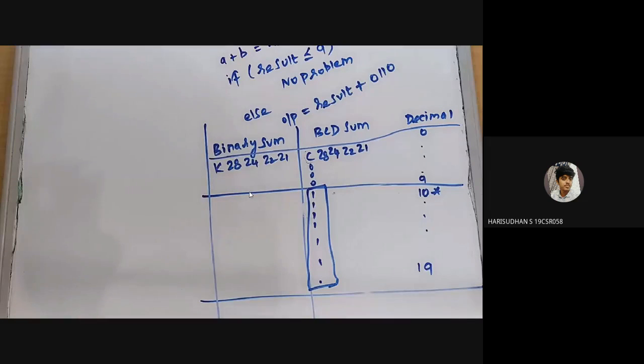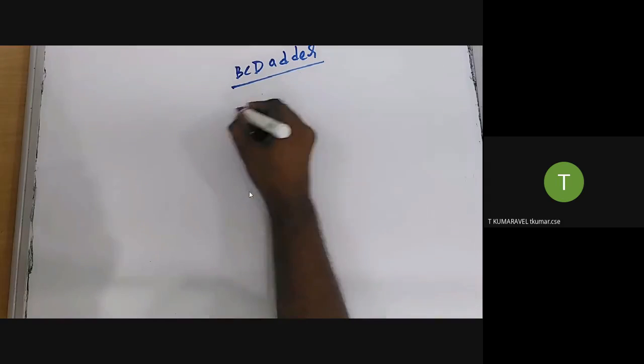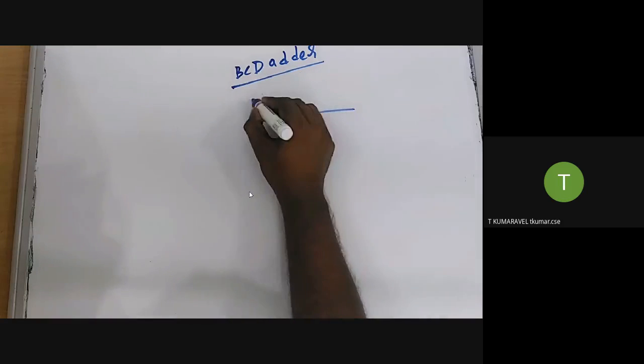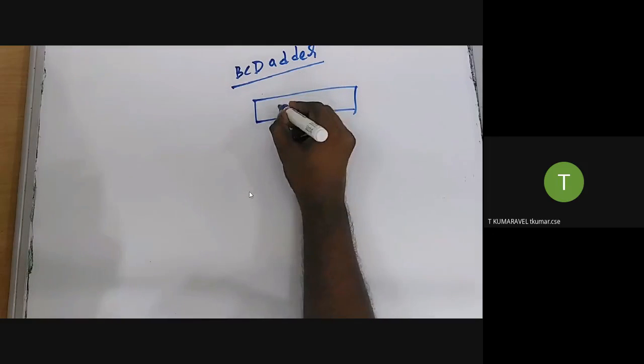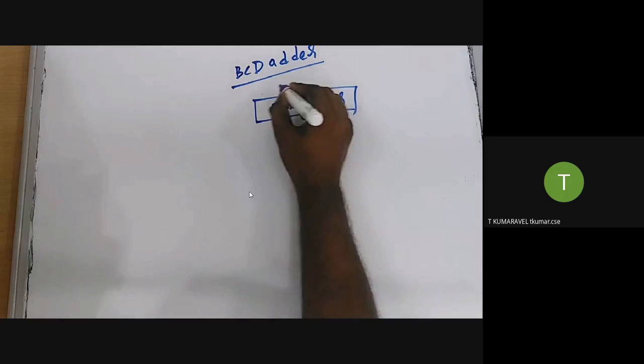No, sir. Okay. Whenever we are going to perform BCD addition, we need two binary adders. I will tell you what's the need of two binary adders. One binary adder is for adding the two binary numbers. What is the input for the binary adder?